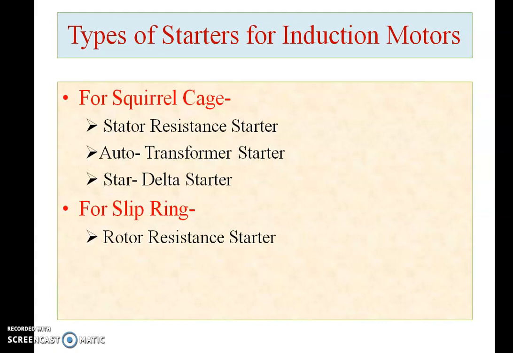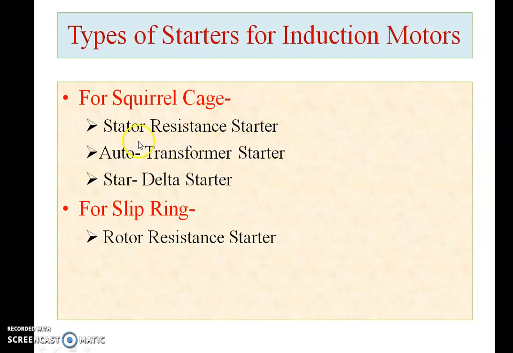As we know, the induction motor has two types: the squirrel cage induction motor and the slip ring induction motor. So these are the types of starters. For the squirrel cage induction motor, there are three starters basically used. The first one is the stator resistance starter.